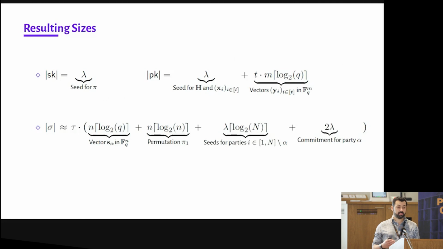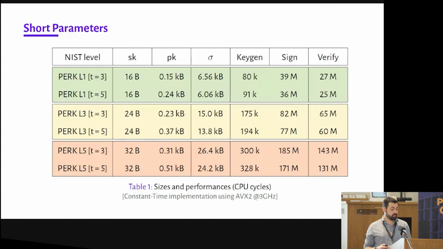And regarding the signature, we will have some term that is multiplied by the number of repetitions we are doing, this number being tau. And in our case, what we have to send is a vector as well as a permutation, on top of the usual part of the MPC, so the seed for the tree and the commitment for the remaining parties. And if you do all of this, you end up with the following sizes.